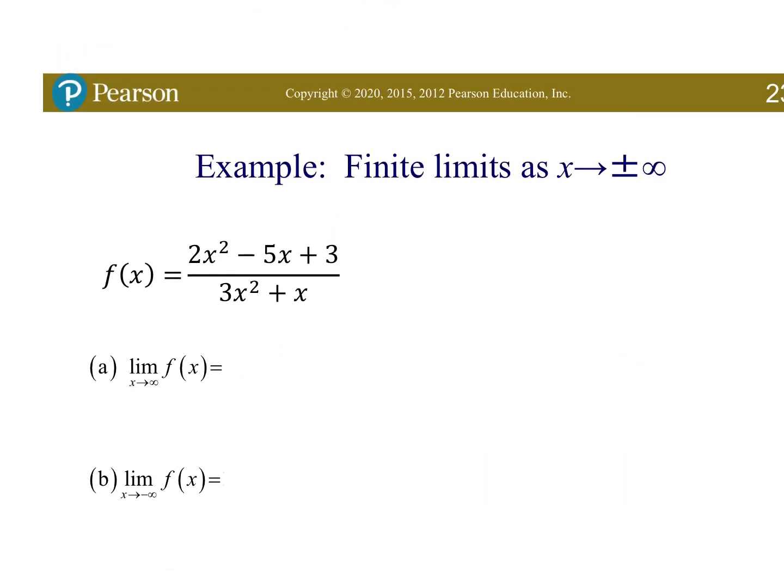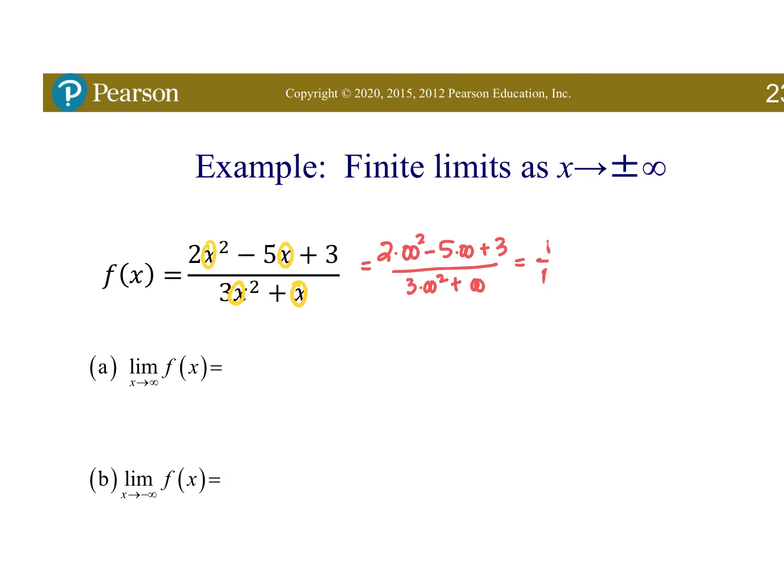All right, let's try another one. If we put infinity into all these values, if we put infinity here, here, here, and here, what will we get? We'll get 2 times infinity squared minus 5 times infinity plus 3 all over 3 times infinity squared plus infinity. So squaring infinity is still infinity, subtracting 5 times infinity is still infinity. We get infinity over infinity. So we have an indeterminate form.